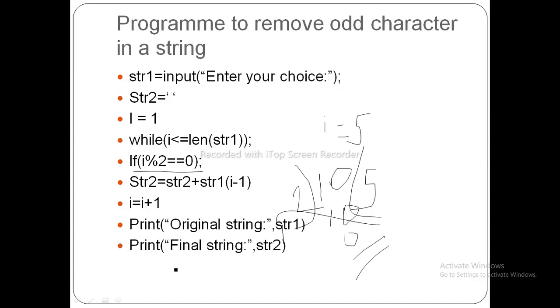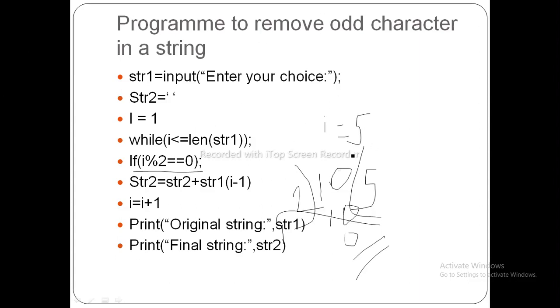What is a string? A string is a data type which contains a combination of alphabets and numbers, which has to be written inside double quotes. So while i is less than or equal to the length of string 1, if i modulus 2 equals 0, string 2 equals string 2 plus string 1[i minus 1].